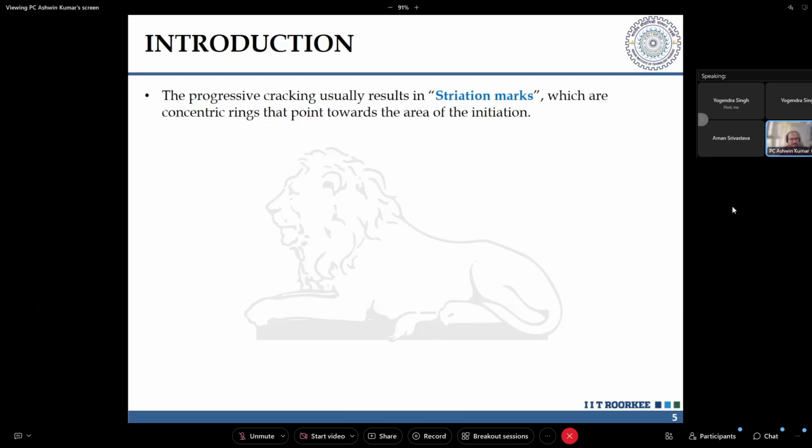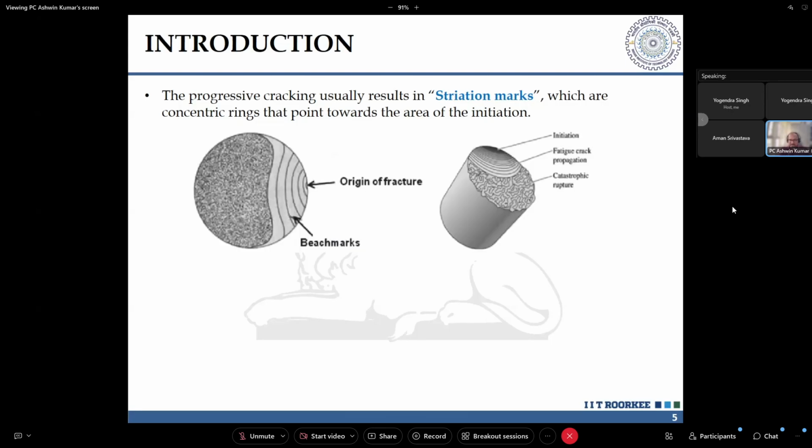So coming back to our discussion about fatigue: when a fatigue load is applied on a metal or structural steel, the progressive cracking usually results in striation marks, which are concentric rings that point towards the area of initiation. You can see a cross section of a coupon that has been subjected to cyclic loading. Whenever we learn about structural steel, our teachers tell us the steel will be a ductile material.